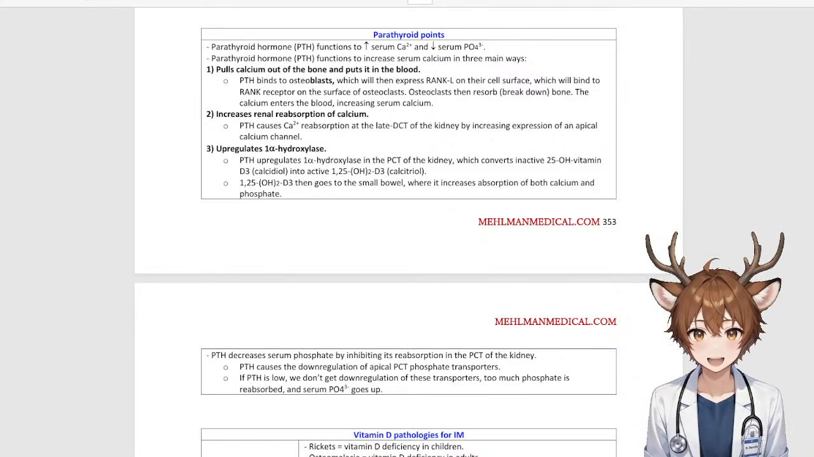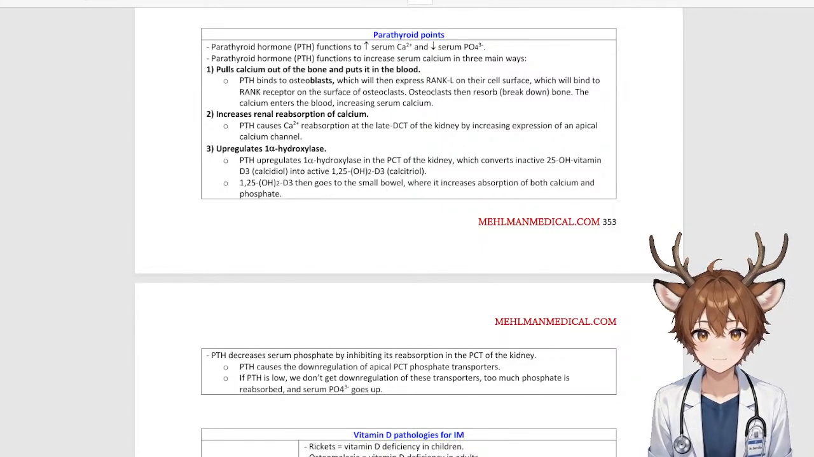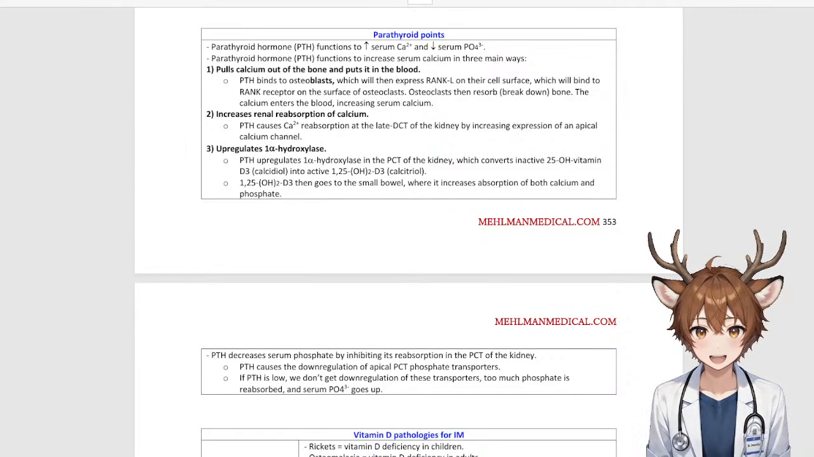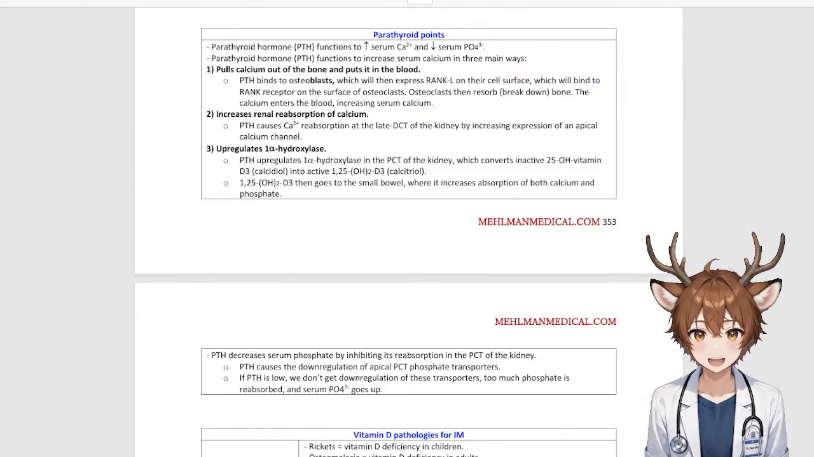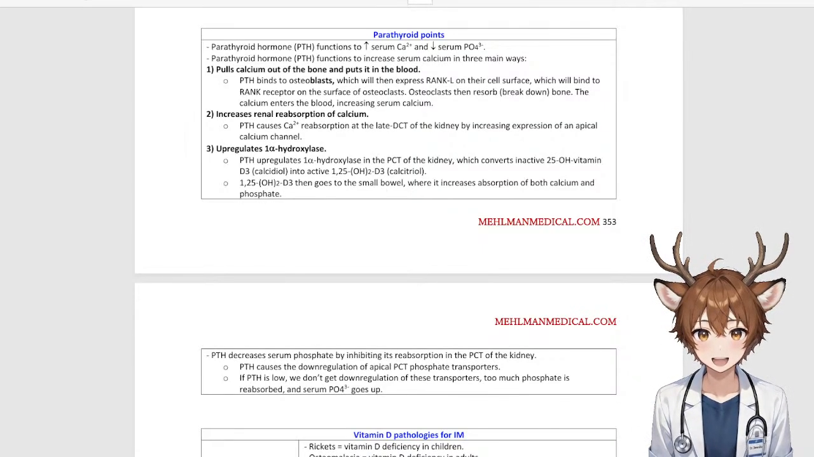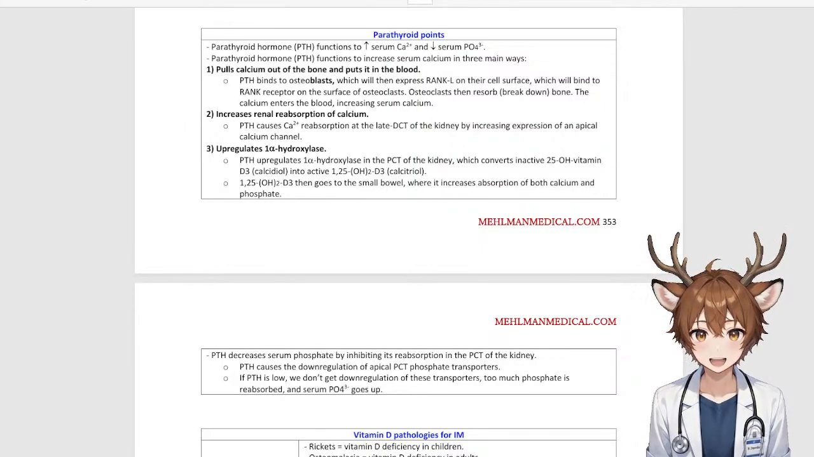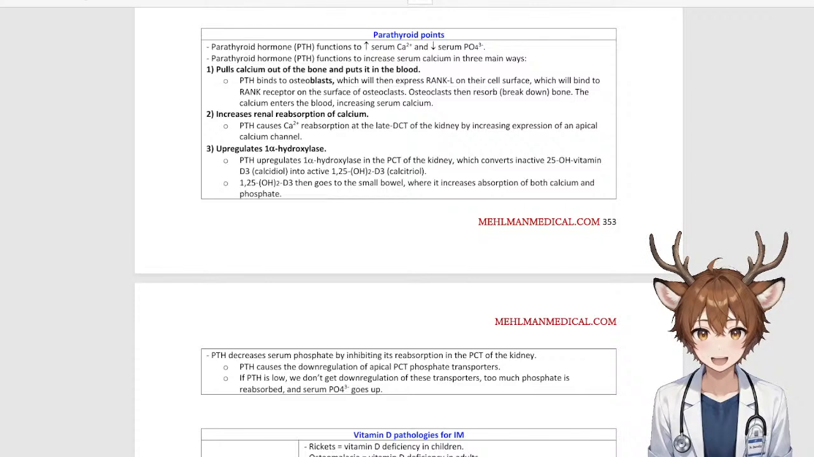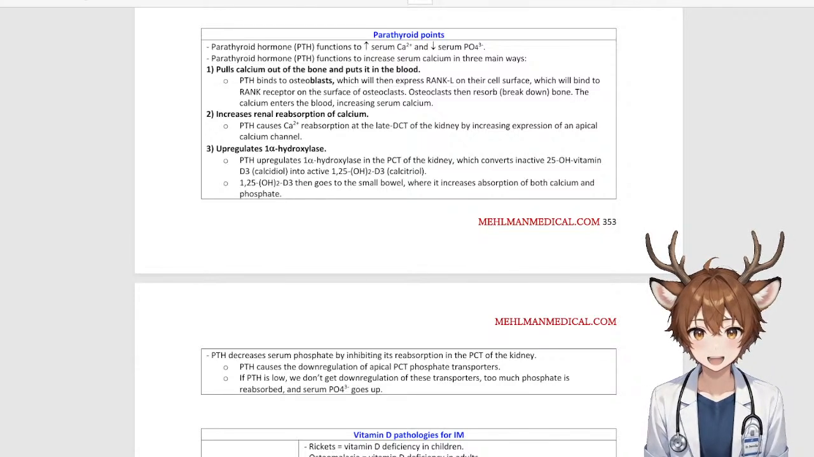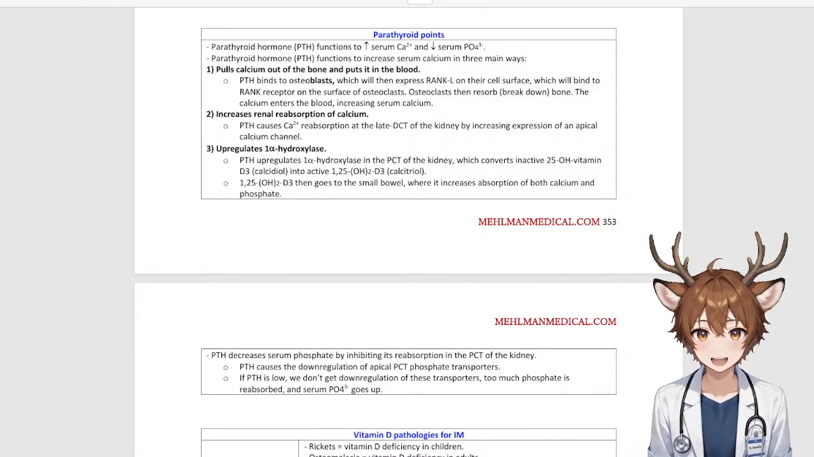1,25-dihydroxy D3 then goes into the small bowel where it increases the absorption of both calcium and phosphate. PTH decreases serum phosphate by inhibiting its reabsorption in the PCT of the kidney. PTH causes the downregulation of apical PCT phosphate transporters. If PTH is low, we don't get downregulation of these transporters. Too much phosphate is reabsorbed and serum phosphate goes up.